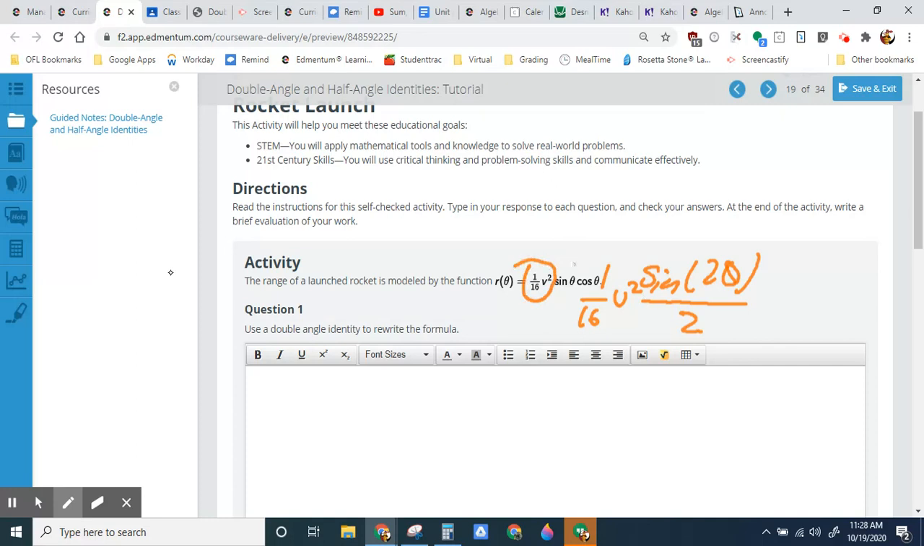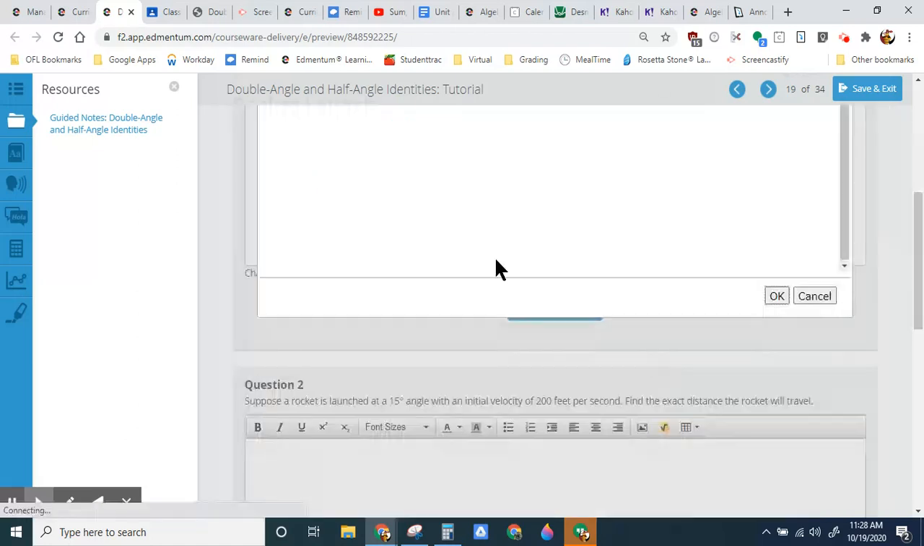I put it off to the side and pretended there was a 1 sine theta cosine theta. But because I need a 2 instead of a 1, I'm going to end up dividing this by 2. Does that kind of make sense? Okay, so instead of having that 2, I'm going to pretend there's a 1. So I can't just say sine 2 theta. I'm going to rewrite this as, let me write my formula down.